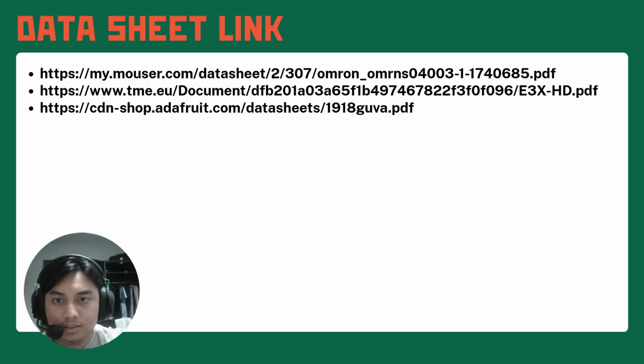These are some datasheet links for you to check on the datasheet of the sensors that I have chosen in the previous slide.